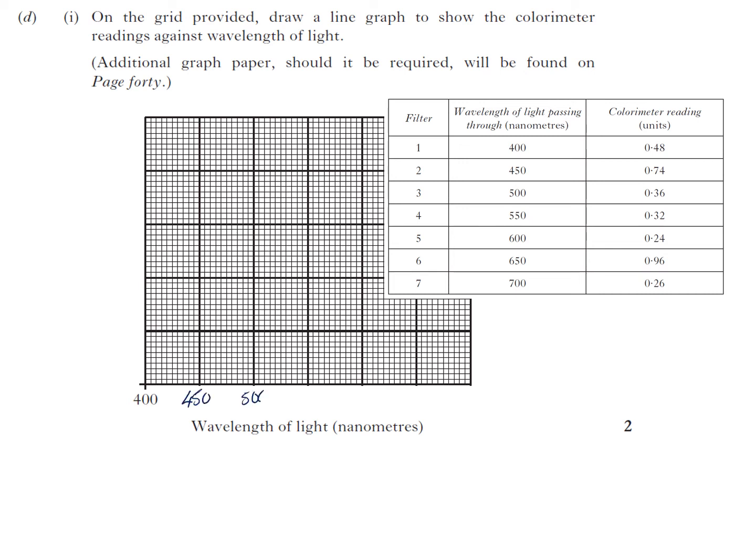Now if you look at this scale, if you go up in hundreds, you're going to be there too quickly. You're not going to use 50% of your graph paper, so you should be going up in 50s. Up the side, our smallest number is 0.24, our biggest is 0.96. If I start at 0 and go 0.2, 0.4, 0.6, 0.8 and 1, that will fit.